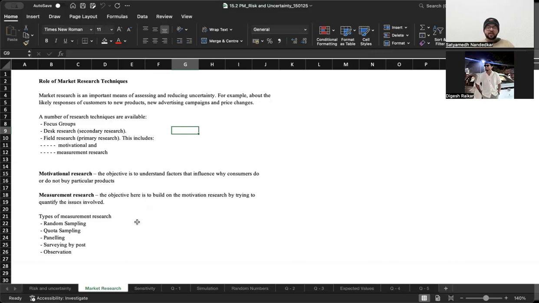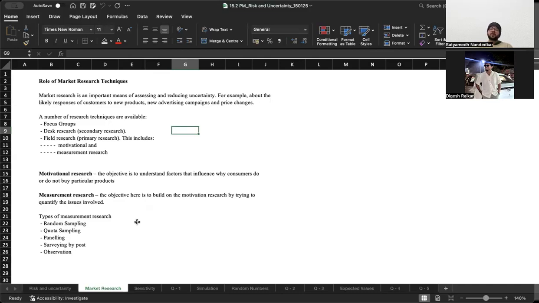One is motivational research. The objective is to understand factors that influence why consumers do or do not buy particular products. If I conduct a survey on LinkedIn where I ask people, tell me, why do you prefer ACCA? I'm asking them the reasons and I'm giving them five, six options. In that case, this is motivational research. I want to know, why do they pick up a particular product? And why do they pick up ACCA, and why do they not pick up CA? That is understanding the why behind a consumer action.